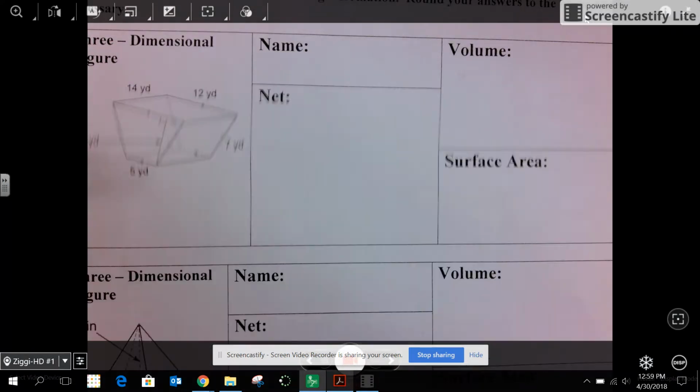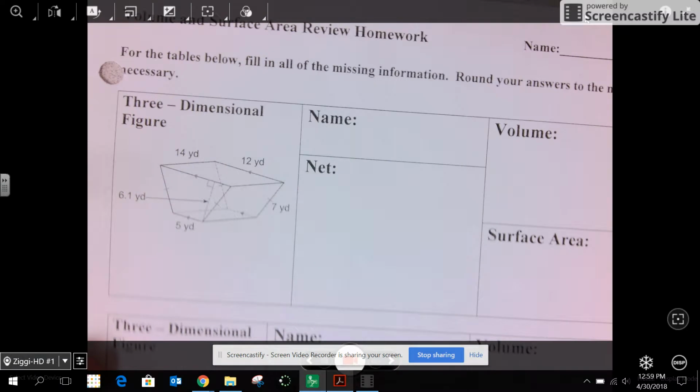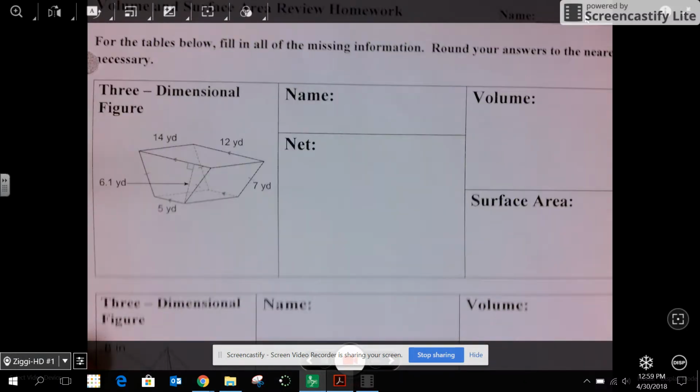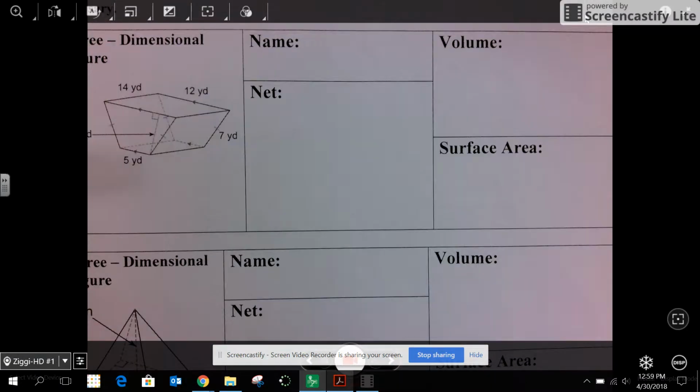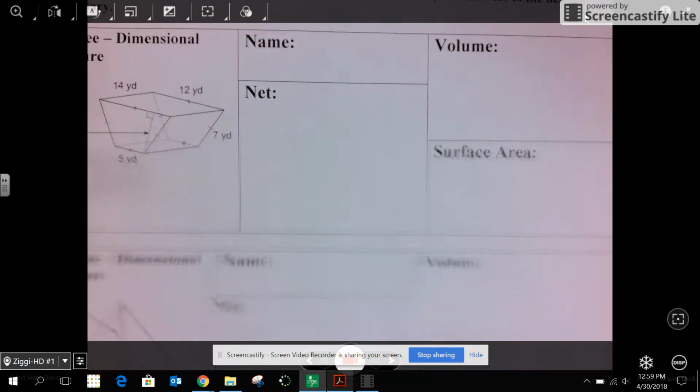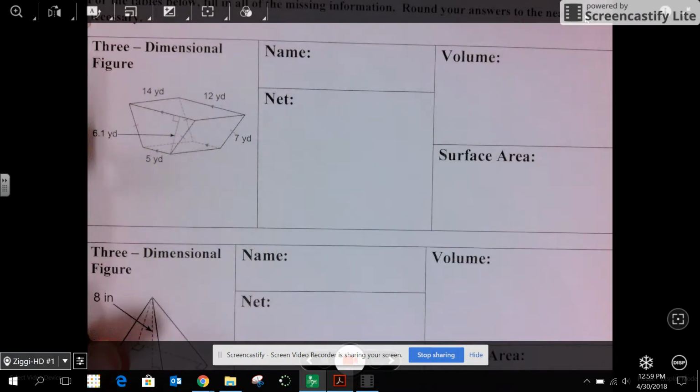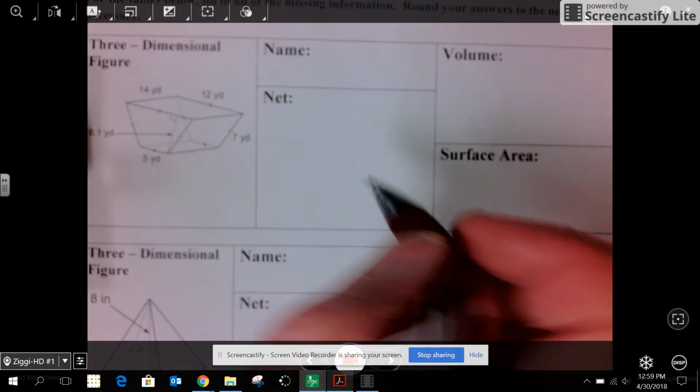Okay, this is the last review, the volume and surface area review homework. I did not go over this in class, and some of you figured out how to open your email and check a link, so I'll go ahead and work it out for you. So, most important thing, name the figure.